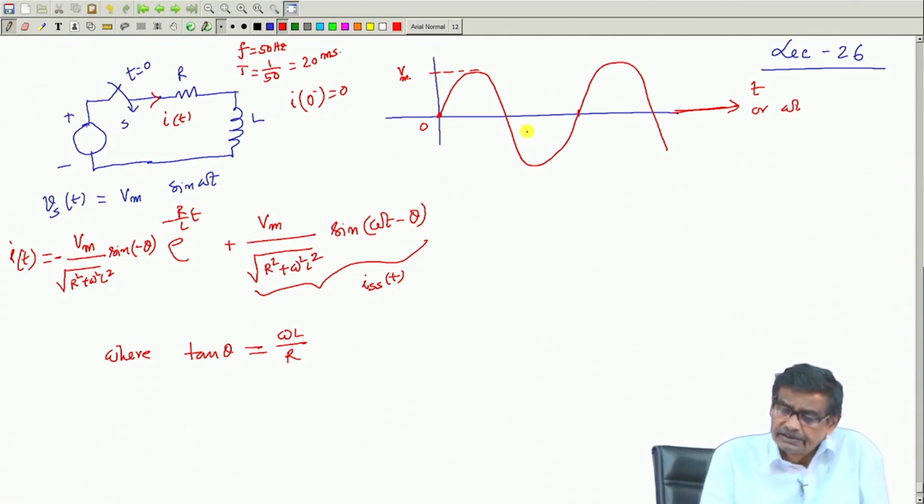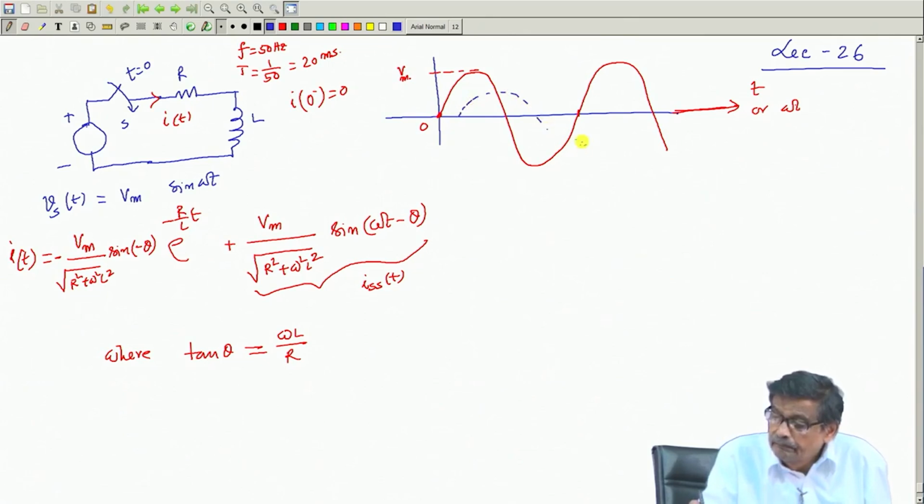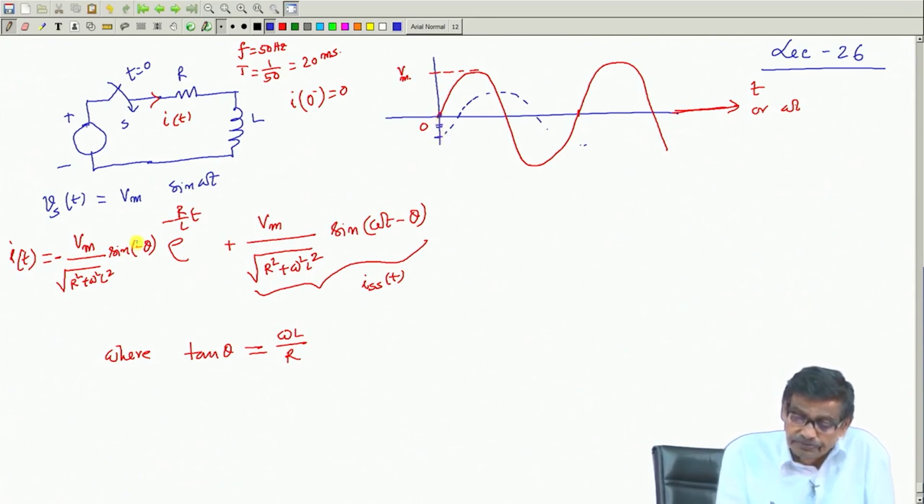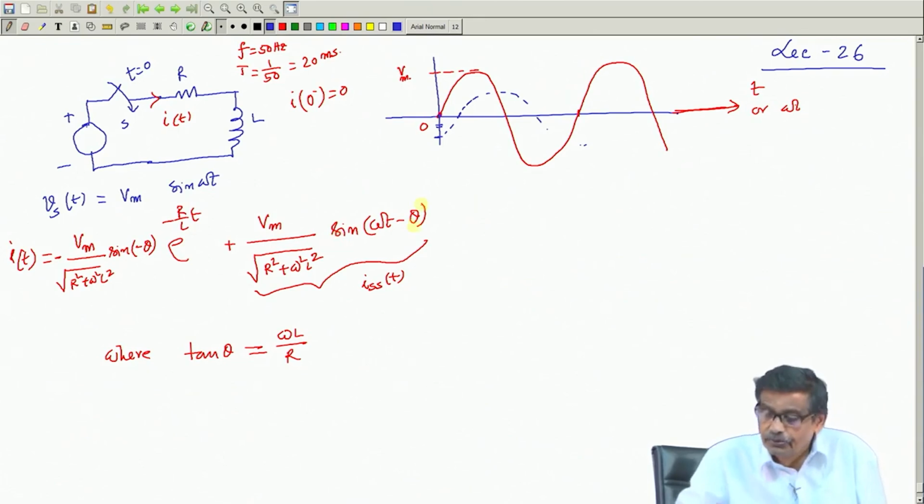So, this is the steady state current. Steady state current will be lagging the supply voltage by this angle theta. Now, this amount at t equal to 0, the steady state demands that this current flows. Put t equal to 0 in the steady state solution, this is the current. But I am once again telling, current must rise from 0, because I have closed the switch at this point.